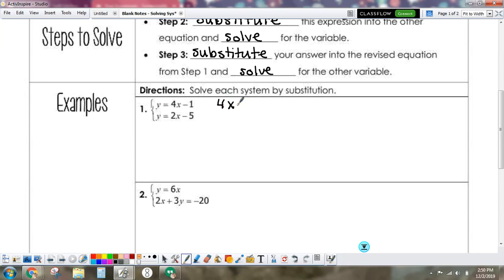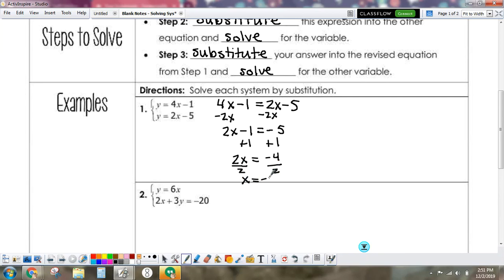So this now becomes 4x minus 1 equals 2x minus 5. So all I did was I plugged this equation in for y, and now I can go ahead and solve for x. Okay, and this is something that you should already know how to do. I'm going to add my 1 to both sides and subtract my 2x. Divide by 2. And x will get me negative 2.